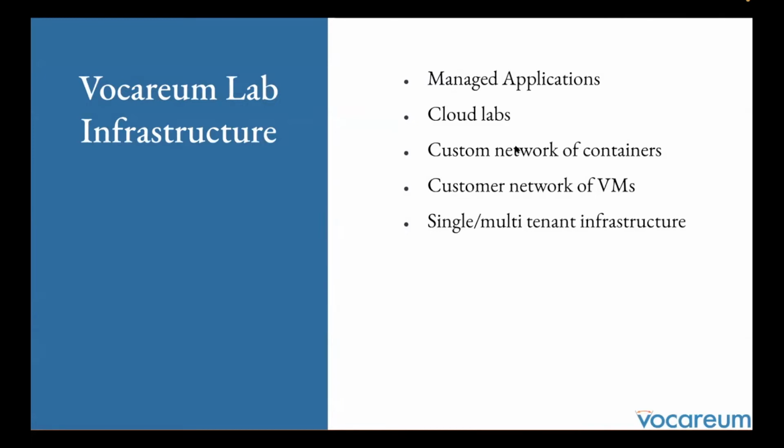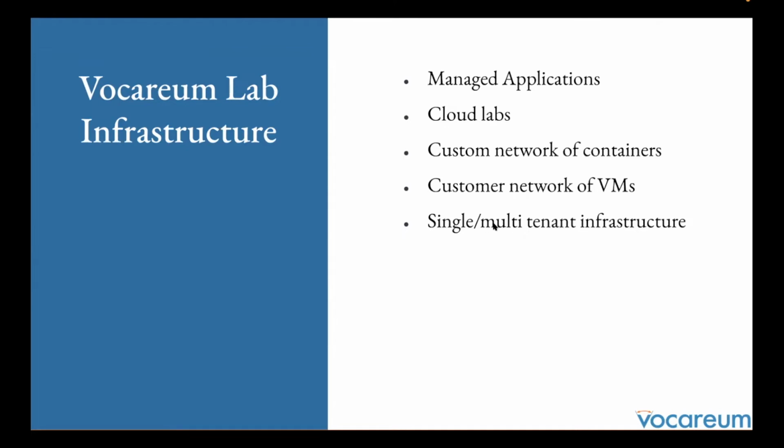And this could be completely custom. You can bring your own Docker image, or you can build a custom network of virtual machines. For example, if you're building a cybersecurity cyber range for the learner, it might have a network of some Windows and some Linux machines, and then you can network them together. And you can provide it in a single or multi-tenant infrastructure.